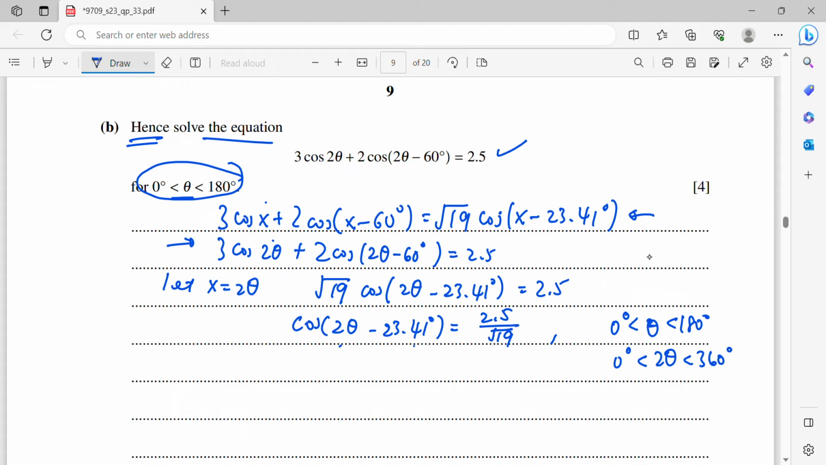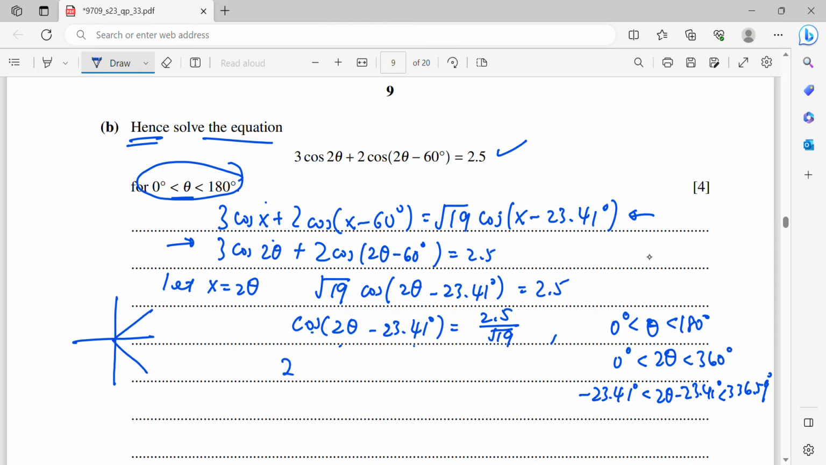And then when you minus 23.41 degrees, the left hand side becomes negative 23.41 degrees. And then the right hand side, you have to minus 23.41 degrees from 360 degrees, so it will be 336.59 degrees. So now we can accept all these values. And one more thing is cos is positive. So when cos is positive, according to quadrant, it will be first and fourth quadrant.